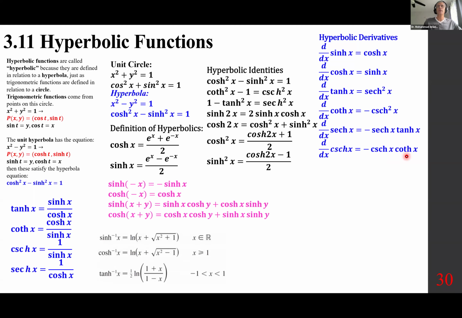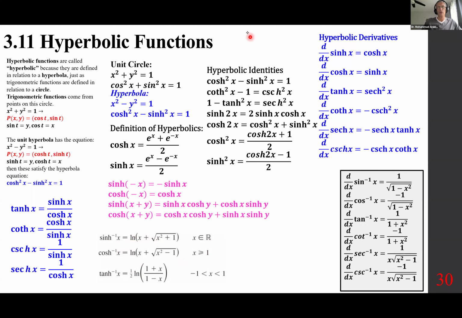As we have inverse trigonometric functions, we also have inverse hyperbolic functions. As they are defined as functions of exponentials, their inverses must be defined as functions of natural logs. And it again can be easily proved. For example, sinh inverse x is ln of x plus the square root of x squared plus 1. You probably remember most of this stuff from pre-calculus.